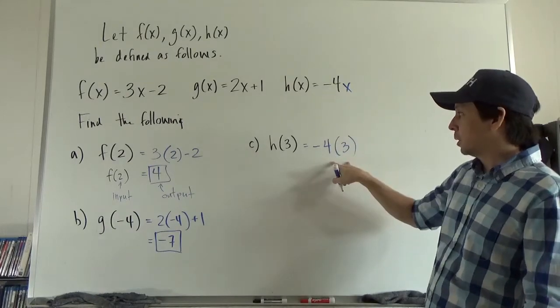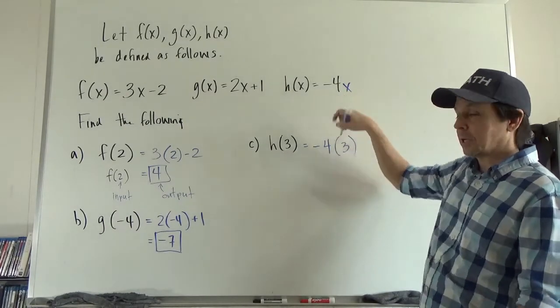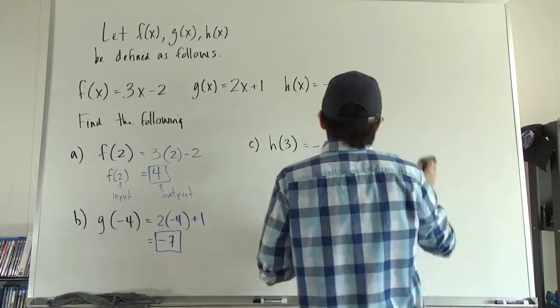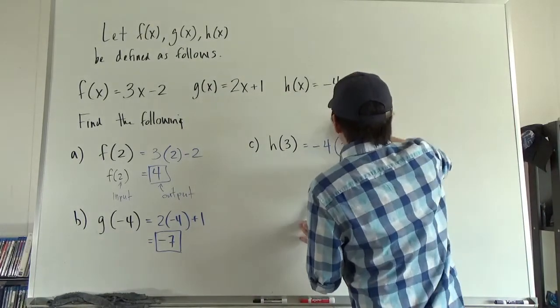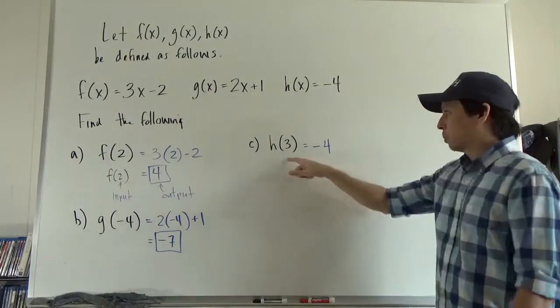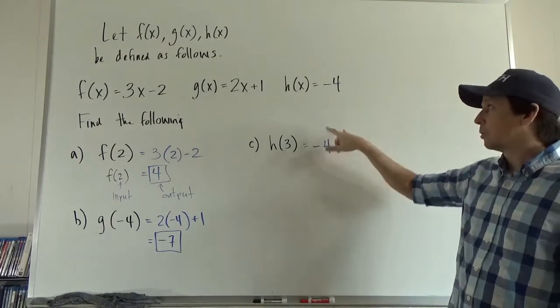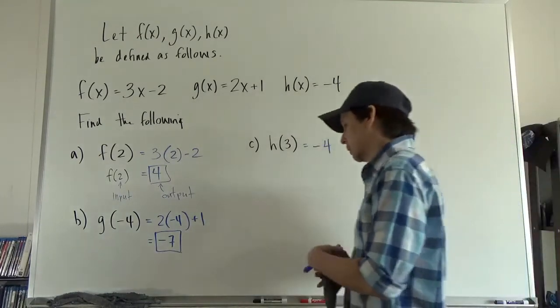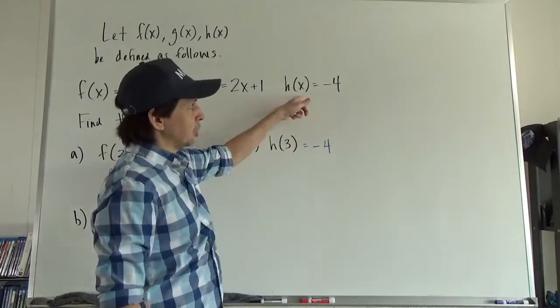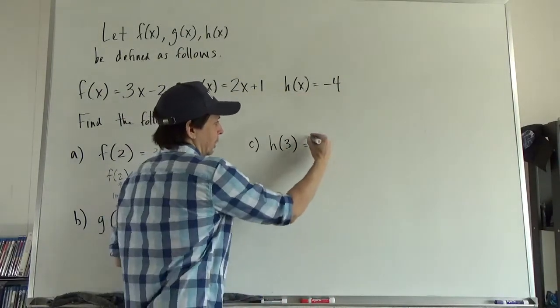So this would be what you do if you have negative 4 times x. You don't have that. In fact, you have no x at all. So plugging in that 3 in place of x here means there's nothing to do. Your output is just that. It's just negative 4, period. H of any number you input is negative 4. And that's it.